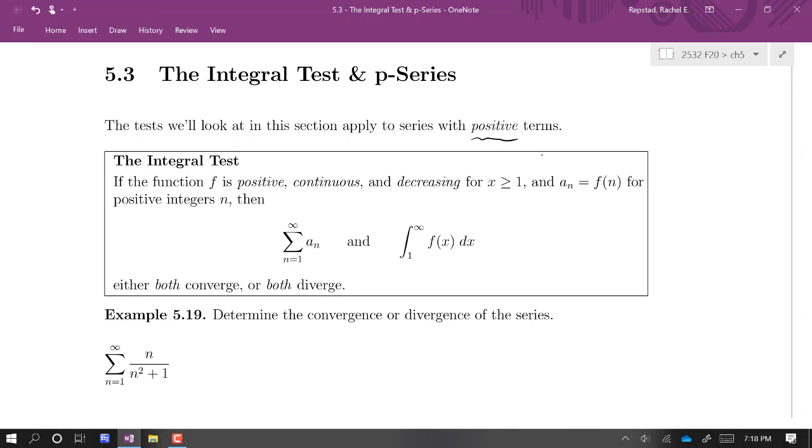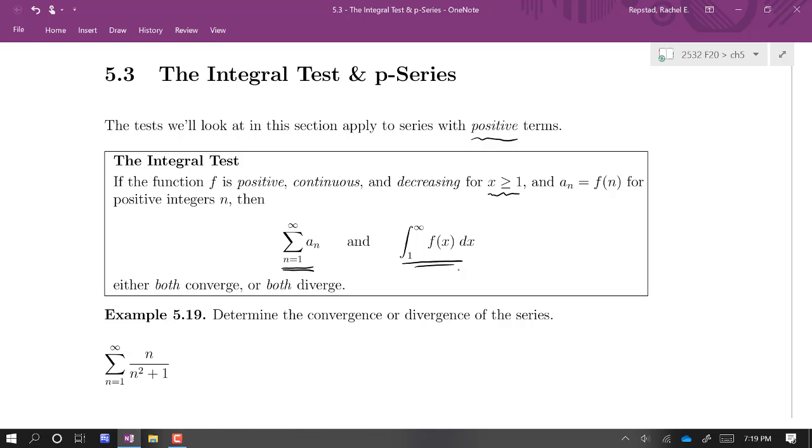So it goes like this. Say we have a function that is positive, continuous, and decreasing for all values of x that are at least as big as 1. And we form a sequence, some terms, that are equal to the function evaluated at the integer values. Basically, if you take that function and evaluate it only at the positive integers, you form that sequence, and then make a series out of those terms. Then that series and this improper integral from 1 to infinity either both converge or both diverge.